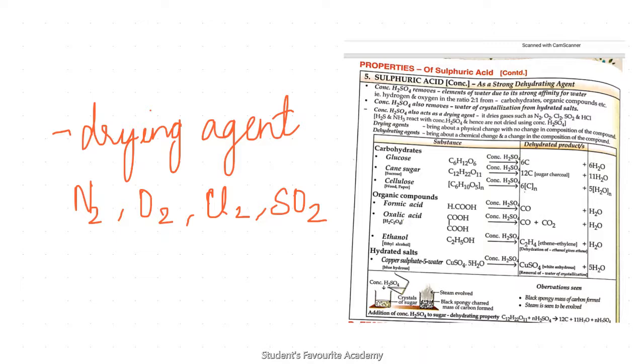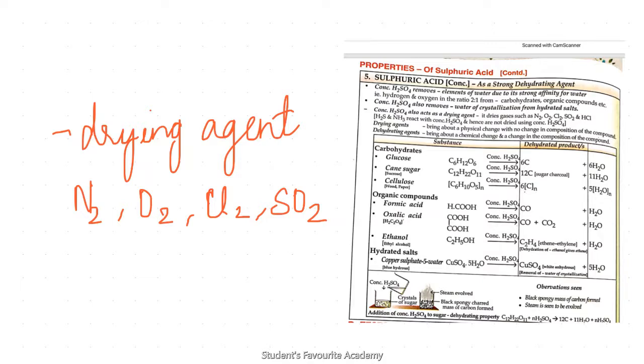It brings about a physical change with no change in composition of the compound, and a dehydrating agent is what brings about a chemical change and a change in the composition. Drying means you are just extracting the water from it, and when we are dehydrating, children, there is a change in the composition of the compound as well.